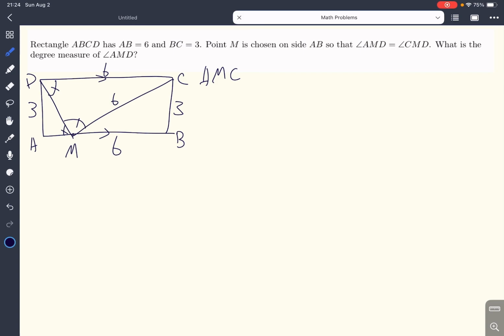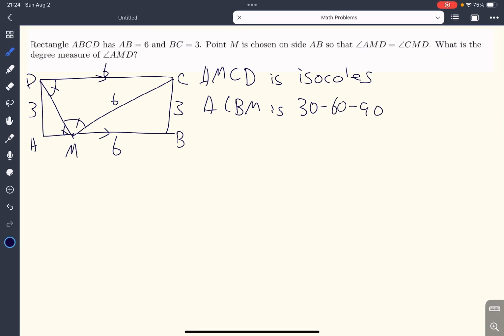Because we know that angle CMD and angle CDM are equal, we know that triangle MCD is isosceles, which leads us to realize that triangle CBM is 30, 60, 90. Because we obviously know this is a 90, but we actually see this 3 to 6 ratio. Wait, but you might be thinking, a 30, 60, 90 shouldn't have this thing working here. And you'd be right. That wouldn't make sense if that length was MB, but this length is actually AB.